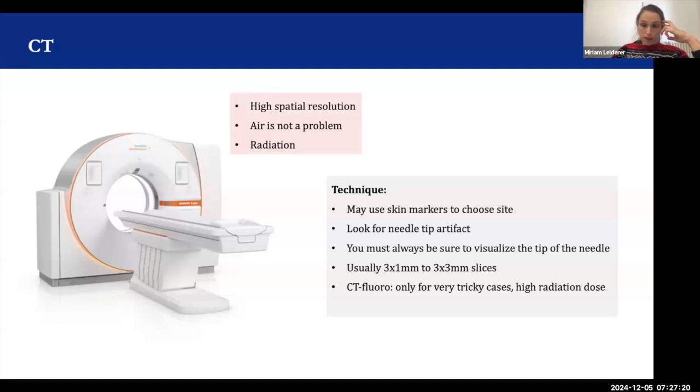And you have to be aware that there's a space in between the slices. So if you see the needle on one slice but not on the other, it does not necessarily mean that what you see is the tip of the needle; the tip might be in between the slices. So you should try and visualize the entire needle and not just bits of it, and also look for needle tip artifact to make sure that you actually do see the tip of the needle and that you're not deeper in the tissue than you think you are.